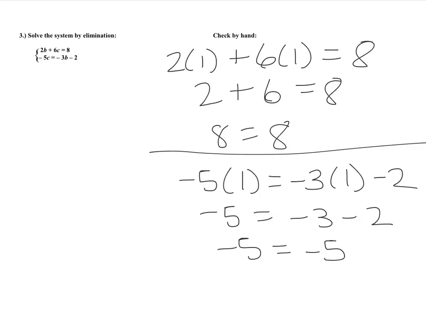So here's the check. I put 1 in for b and 1 in for c. I went through and I did it. The top one, I got that 8 was equal to 8. The bottom one, I got that negative 5 was equal to negative 5. If you got this one wrong, stop the video, look and see if you can find your mistake.